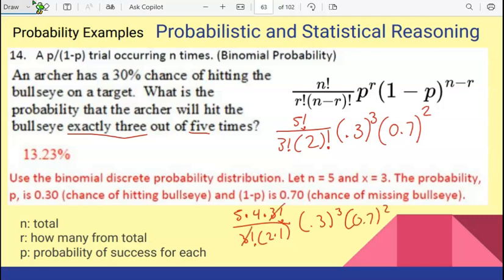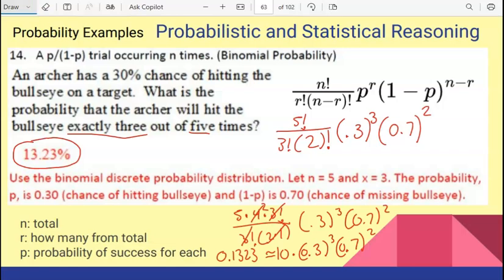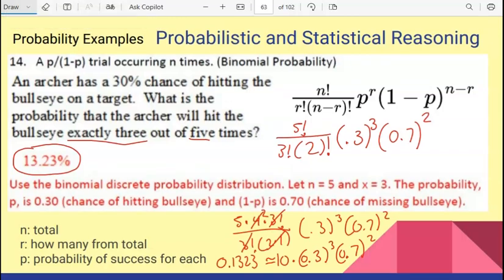The 3 factorials will cancel, and then 4 divided by 2 is just 2. 10 times 0.3 to the third power times 0.7 to the second power. And then this would be about 0.1323, 13.23%. So remember, n is for the total, r is how many there are from the total, and p is the probability of success for each.